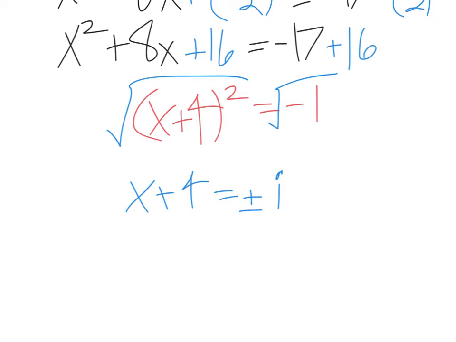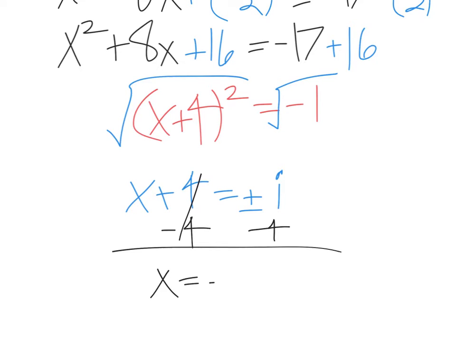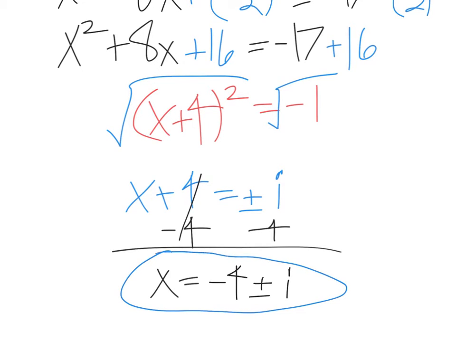Once you get to this step, all you need to do is add or subtract the number that's by the x to the other side, and then put it in front of the plus or minus term. So I'm going to write x equals negative 4 plus or minus i. And that's actually going to be your final answer, because I can't simplify that beyond that, other than maybe writing negative 4 plus i and negative 4 minus i. Other than that, that's going to be the final answer.